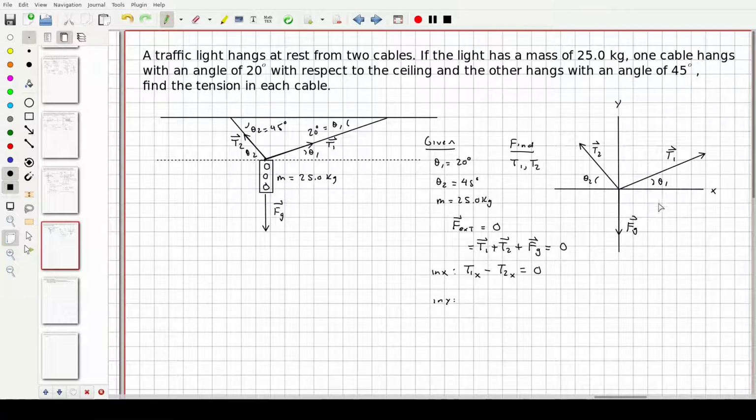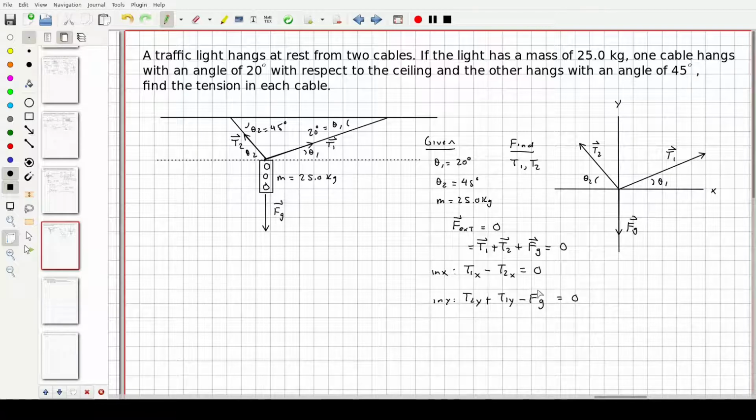Now, in the y direction, you have a y part of T1 and a y part of T2 that point up the positive direction, and then you have gravity pointing down. Those are going to cancel each other out. So you have T2y plus T1y. Those are positive. And then you have gravity coming in as a negative like that, adding out to 0. Okay? So these are our equations right here. They're going to give us what we're looking for.